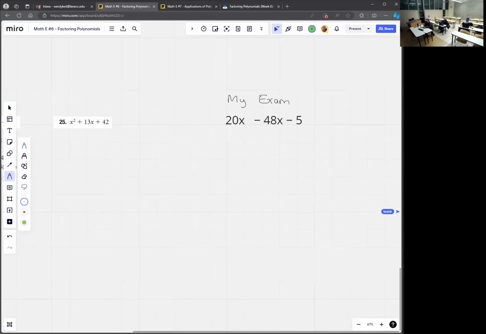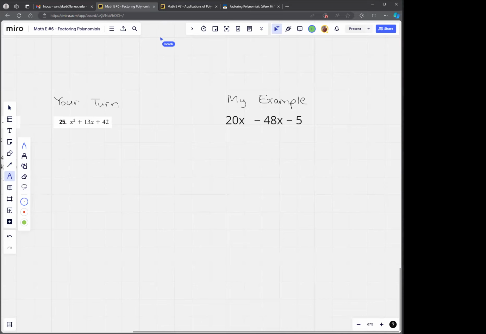Okay, so I'll do this one. And then you can do this one. Sound good? Sorry. Is that a big enough font? Do you want me to make it bigger for people who are watching in Zoom? That's fine. Okay, holler if you need it different.